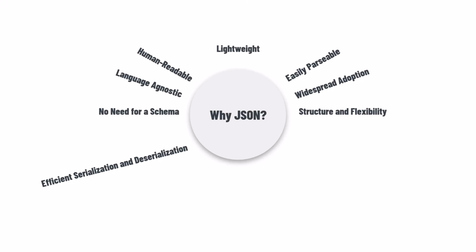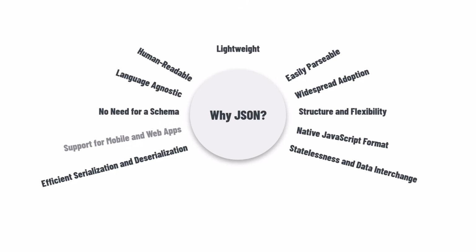Statelessness and data interchange. For web applications following the REST principles, JSON provides a stateless, easy to parse, and easy to generate data interchange format. Native JavaScript format. Given that JSON stands for JavaScript Object Notation, it's native to JavaScript. This made it extremely popular for web applications, especially with the rise of AJAX and single-page applications. Support for mobile and web apps.